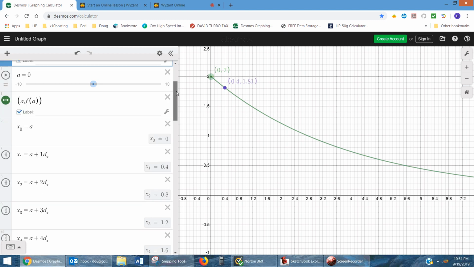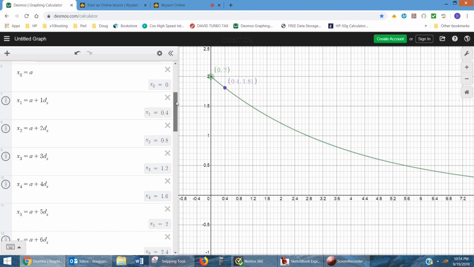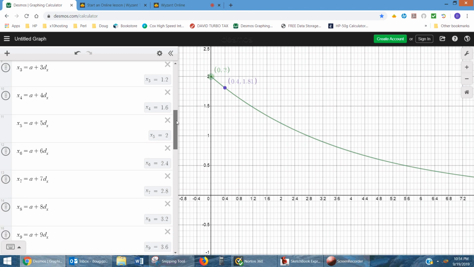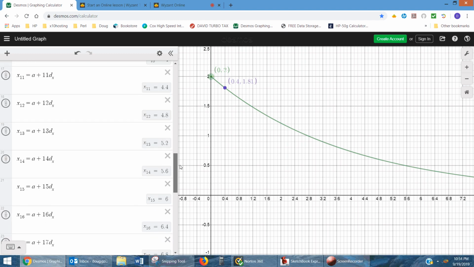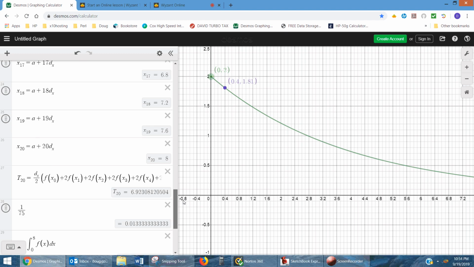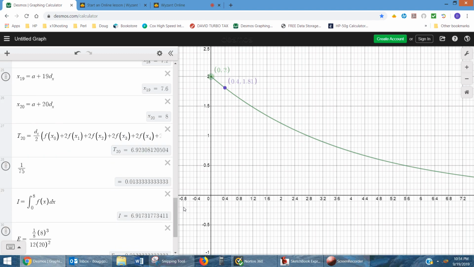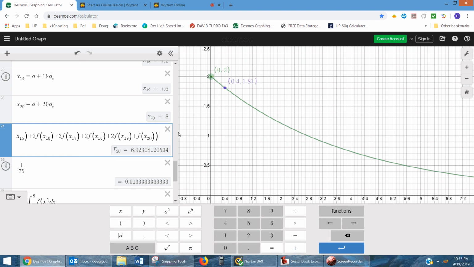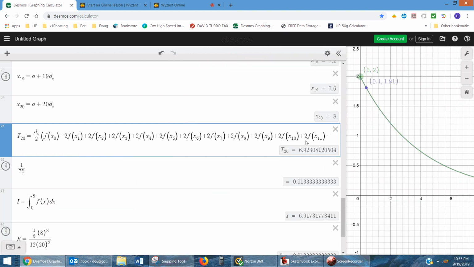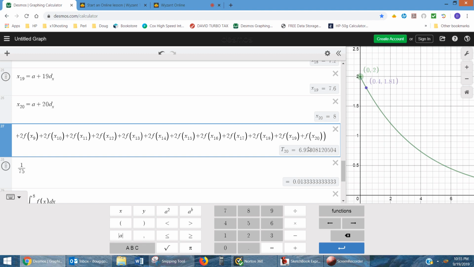Now I know they said on this problem not to calculate T sub 20, but I did it anyway. Okay, so I found x sub 0, x sub 1. You can see I found all these x sub, all the way to x sub 20. And then I calculated T sub 20 right here using delta x over 2 times f of x sub 0 plus 2 f of x sub 1 all the way out to plus f of x sub 20 at the end.